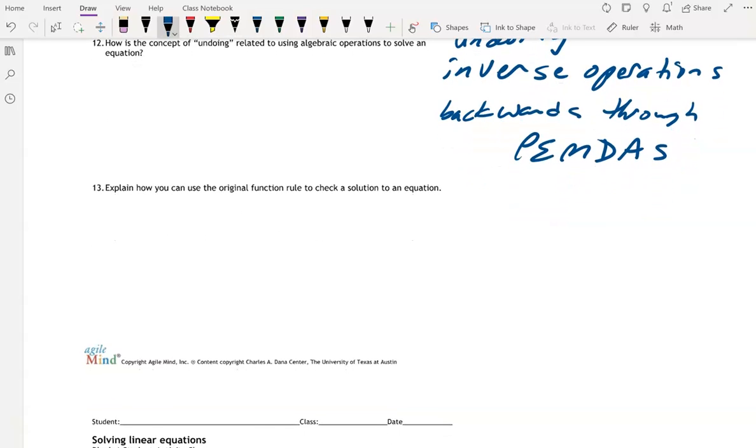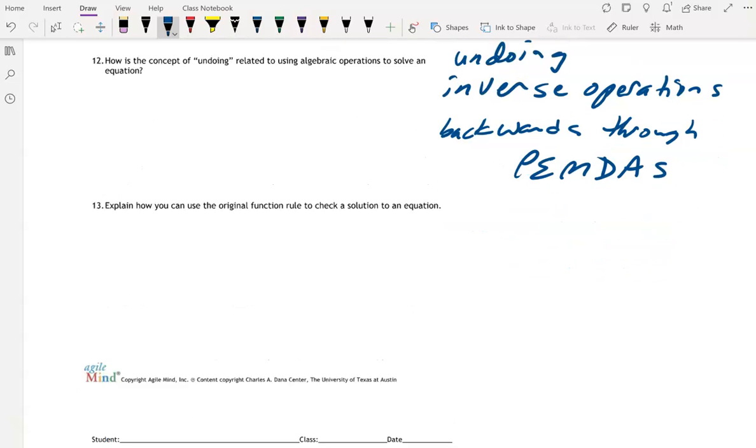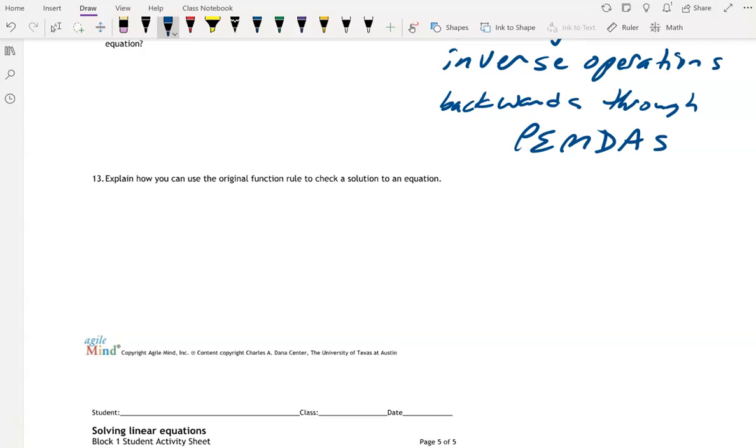Now, of course, you can use the original function rule to check to see if your solution is correct. Remember, we came up with 5 being the total number of games. So if we put that 5 back in for the variable, we would be able to check our solution to make sure that it's correct.